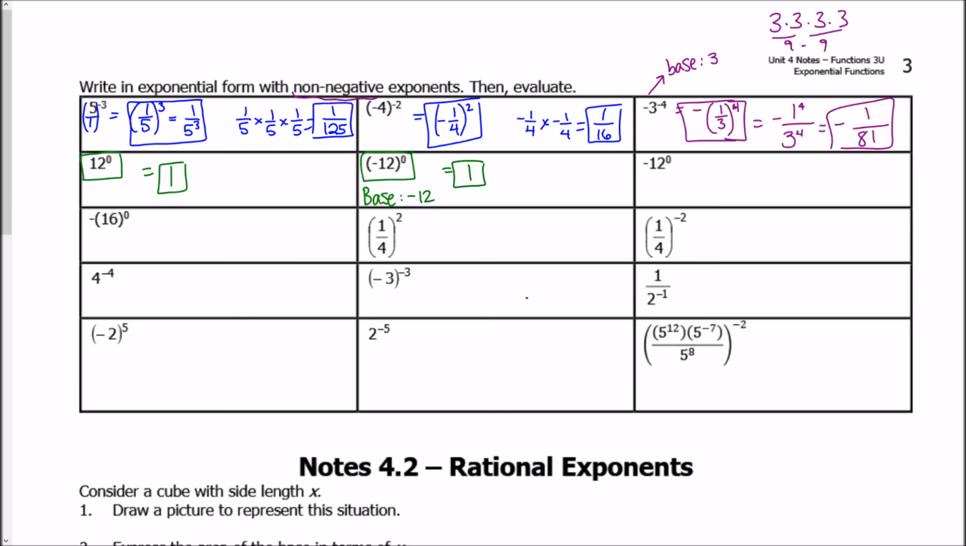Okay? Now, for this next one right here, again, it's in exponential form with non-negative exponents. So that part is good, but now I need to evaluate it. And this time, my base is just 12. So essentially what this is saying is I'm going to take 12, raise that to the power of 0 with a negative in front of it. Well, 12 to the power of 0 is 1, and then this negative just tags along, so it's negative 1.